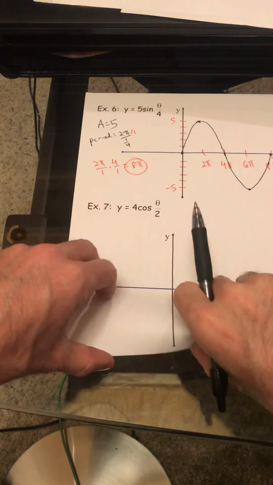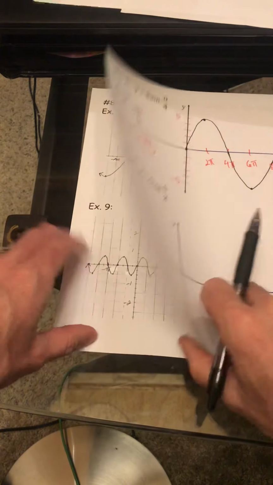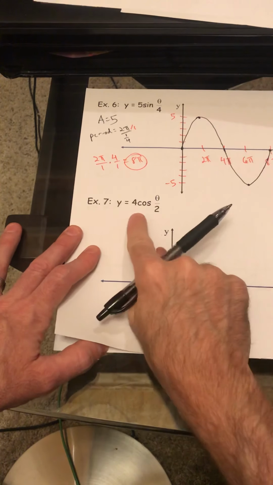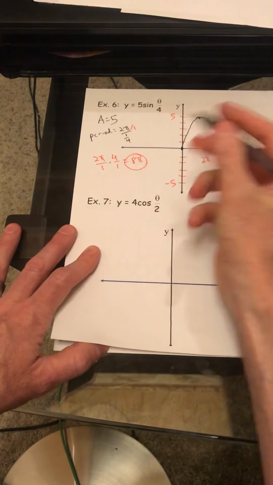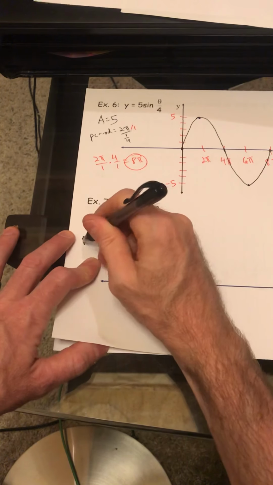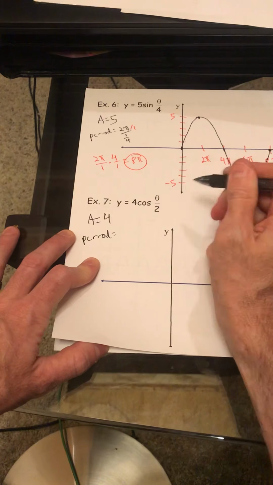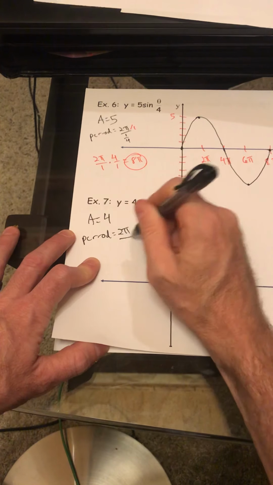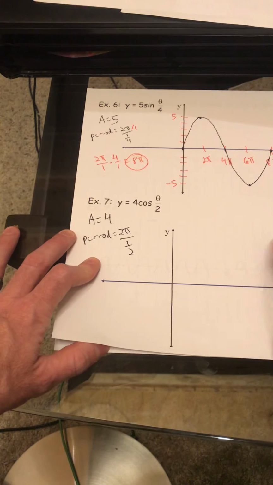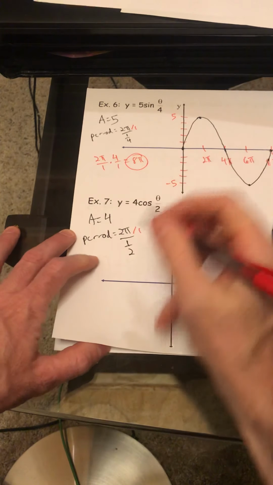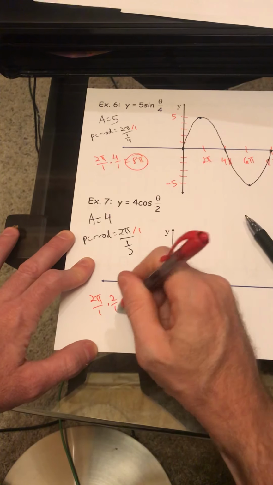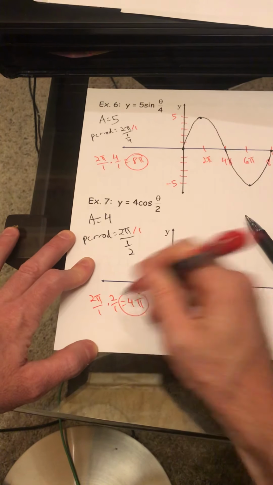And then one more of these, and then we'll go into one other type of question. Y equals 4 cosine theta over 2. Amplitude here is 4. Period will be 2 pi over b, which is 1/2. So again, think of it as 2 pi over 1 times 2 over 1 is 4 pi.